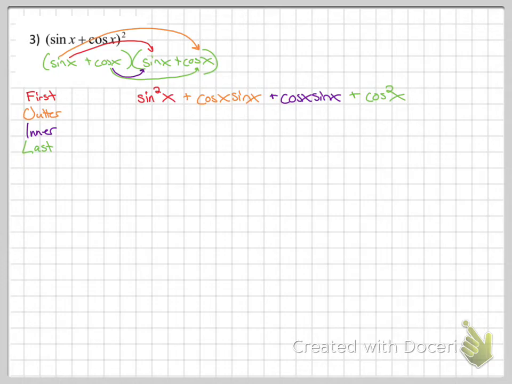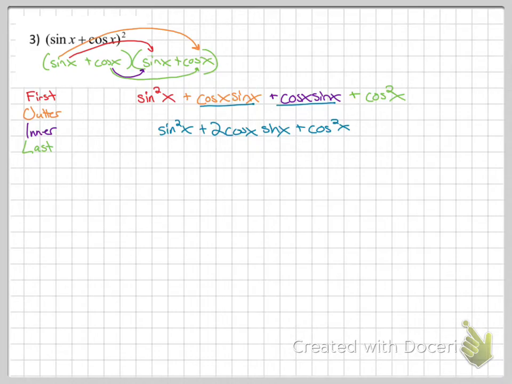Then you need to condense. If you're going to use FOIL, that's just the first step. Now you need to combine like terms. I have a sine squared x. I have cosine x sine x and another cosine x sine x. That gives me 2 cosine x sine x. And then I have plus cosine squared x. So that's the multiplying step. That's the algebra behind it all.